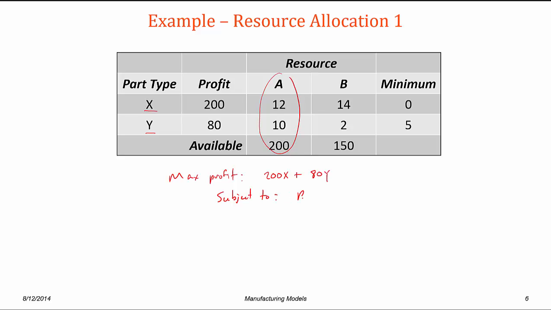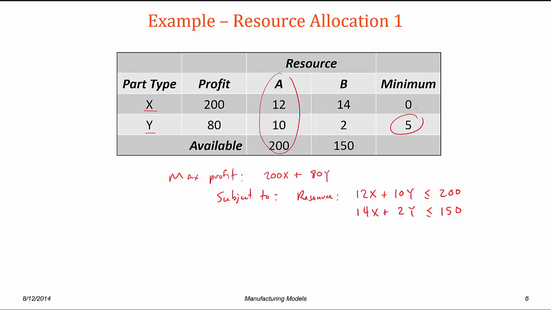So, subject to our resource constraints, our resource constraint says 12 times X plus 10 times Y must be less than or equal to 200, and 14 times X plus 2 times Y must be less than or equal to 150. And so these two constraints are going to limit the amount we can produce.